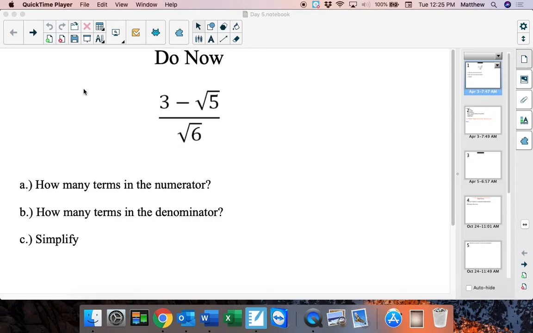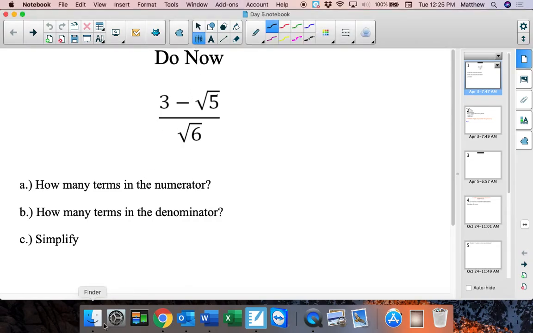Okay, so this is day 5 here. We're keeping going with simplifying radicals and doing some operations with radicals. And the only thing we're adding today is, well, what if there's more than one term in our denominator?